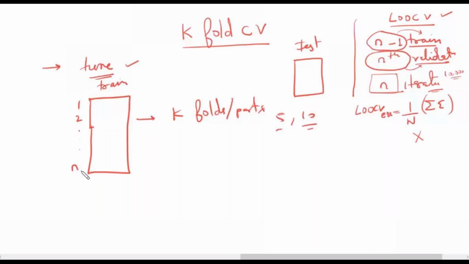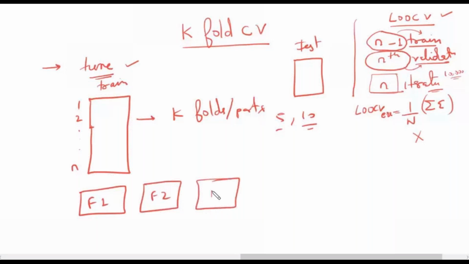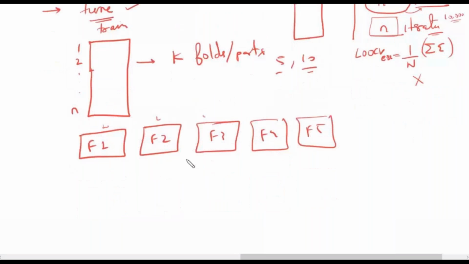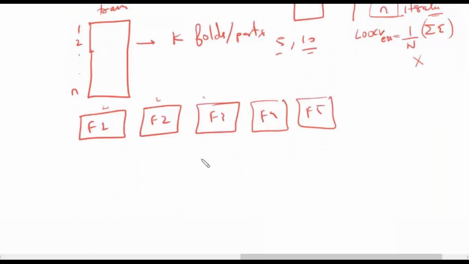So I will divide my n rows into 5 parts. Let me call it fold 1, fold 2, fold 3, fold 4, and fold 5. And almost always these parts are comparable, they are equal. So if you have 100 points, you will have 20 in each of them. So these are the 5 folds that we have now, if you have taken k to be 5.